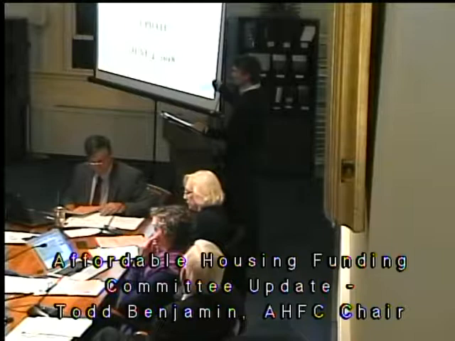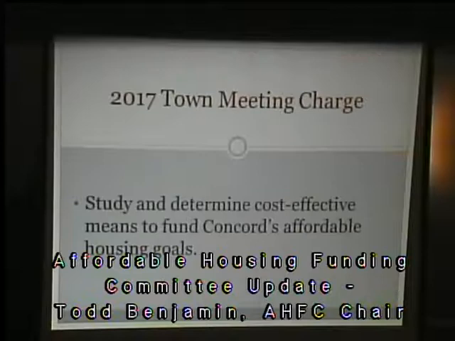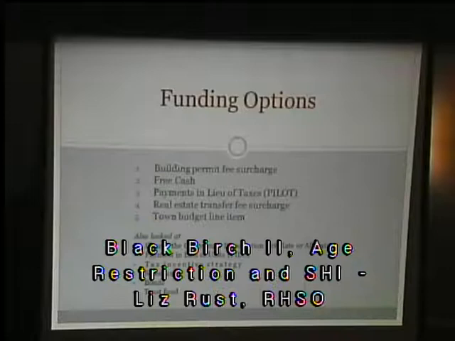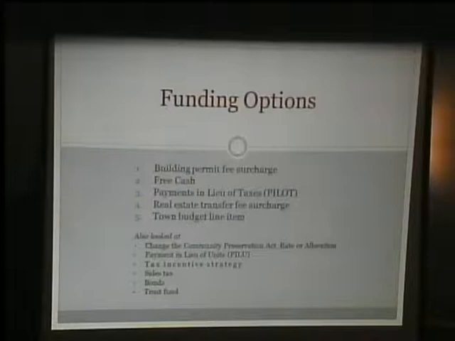So first of all, I want to reiterate what our charge is. Here you see a brief synopsis of what our charge is: to study and determine cost-effective means to support Concord's affordable housing goals. So we've looked at all of these options you see here. We're only going to focus our conversation on these five, and we'll just touch upon those briefly, as I mentioned.